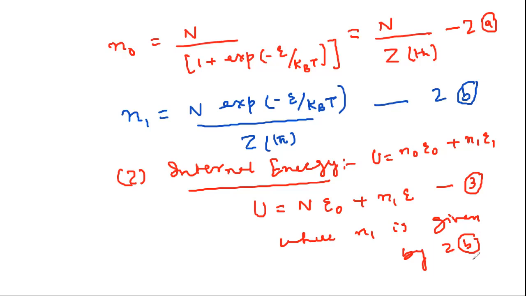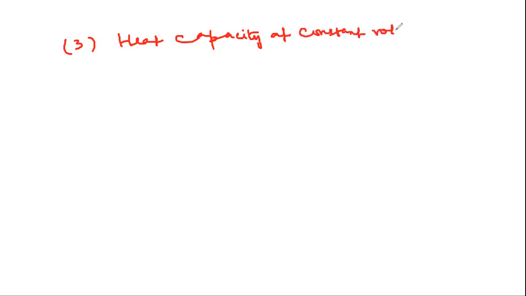Now, today we will move to another thermodynamic property of the system, which I label as number 3, that is heat capacity at constant volume, which is denoted as C subscript V.